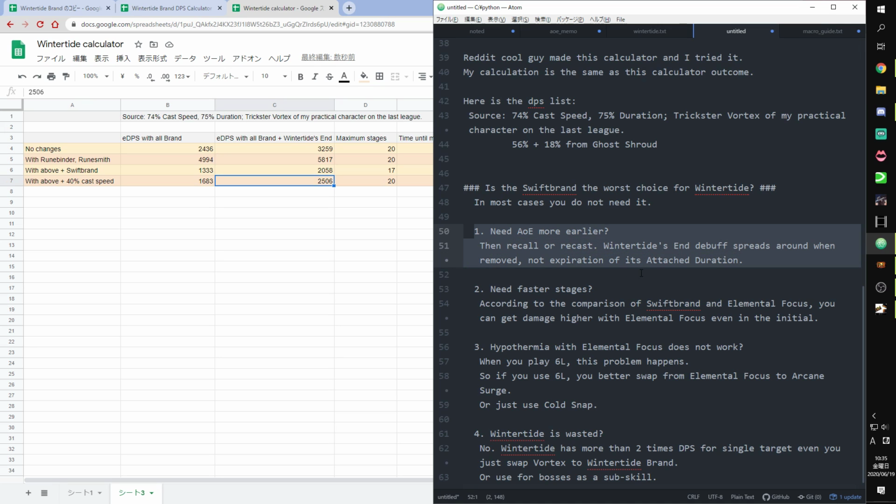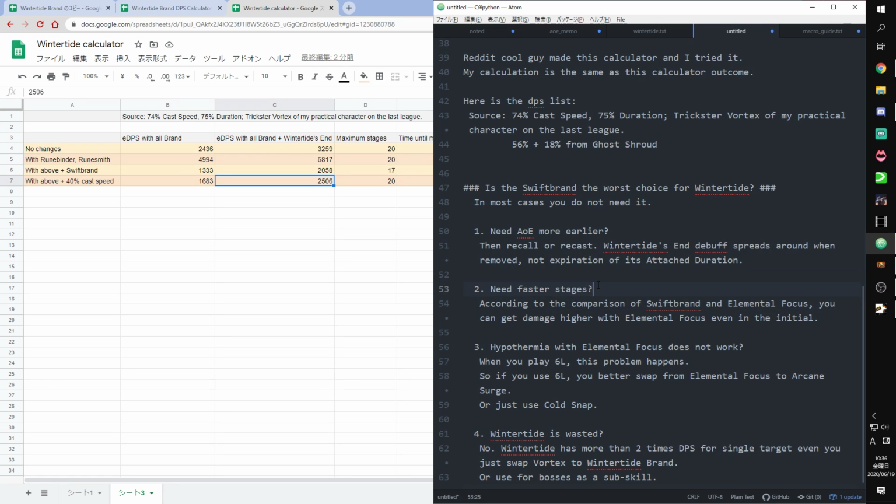When you need AoE, I mean Wintertide's end debuff after expiring the attached duration. From the description of the Wintertide Brand support gem, Wintertide's end debuff spreads around when removed, not on expiration of its attached duration. So if you need AoE, just recall or recast.